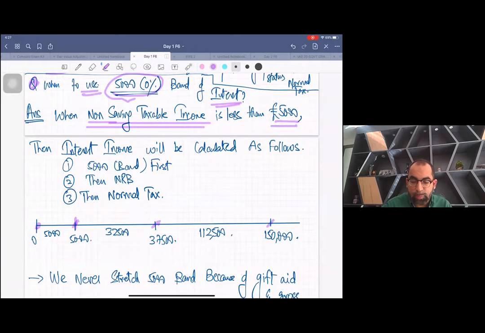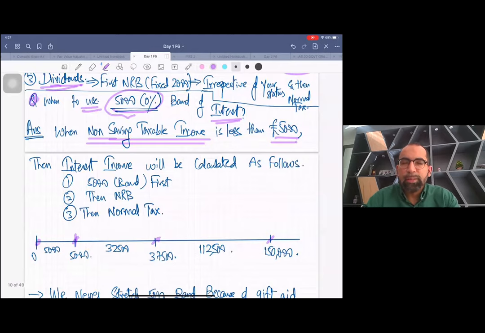In which question? Listen, I repeat. Whenever your non-saving taxable income is less than 5,000, then you need to break your bands in such a way. See the screen, in such a way. And in such questions, the interest income 5,000 band will also be applied.